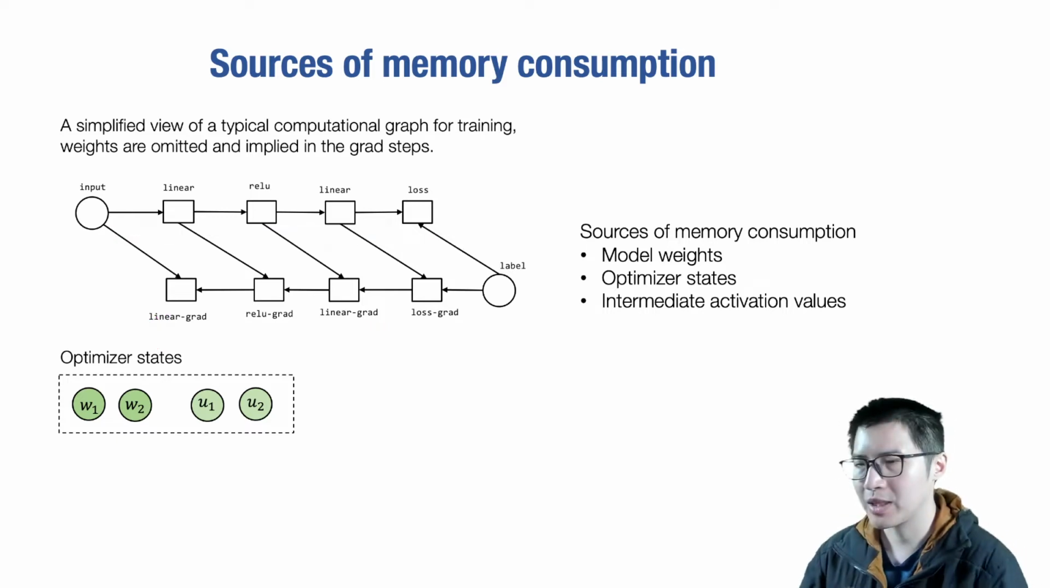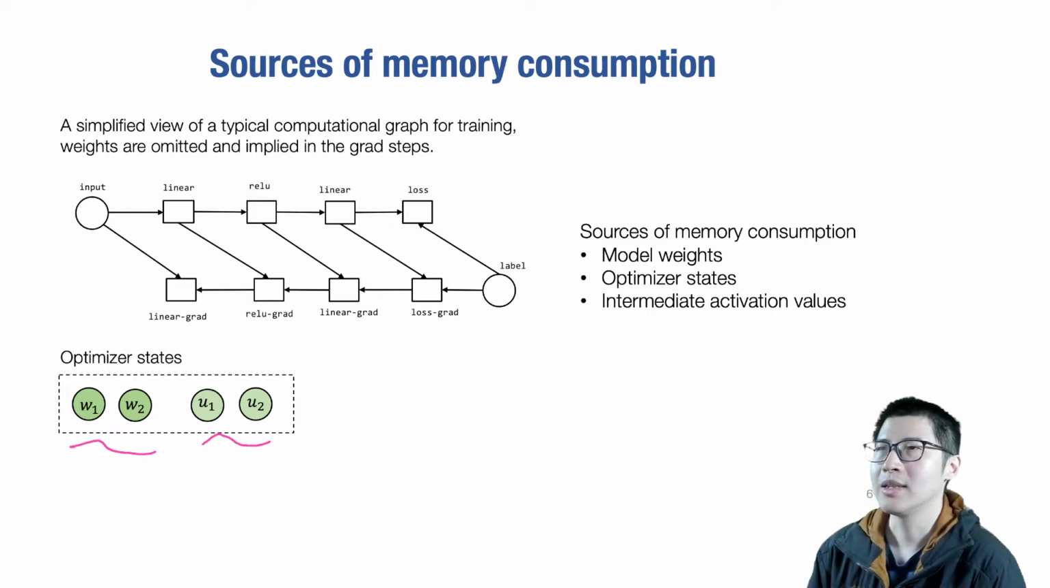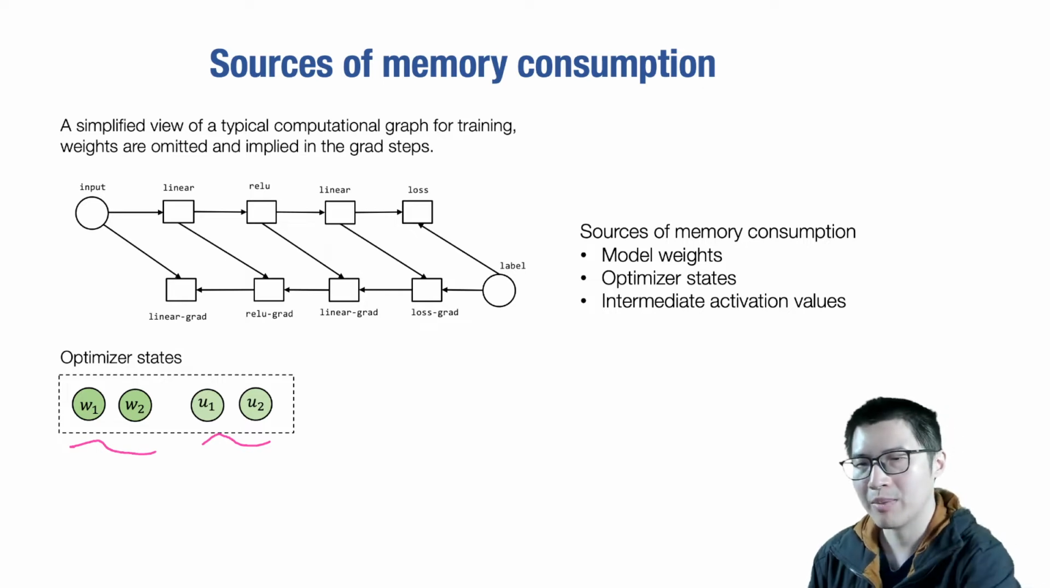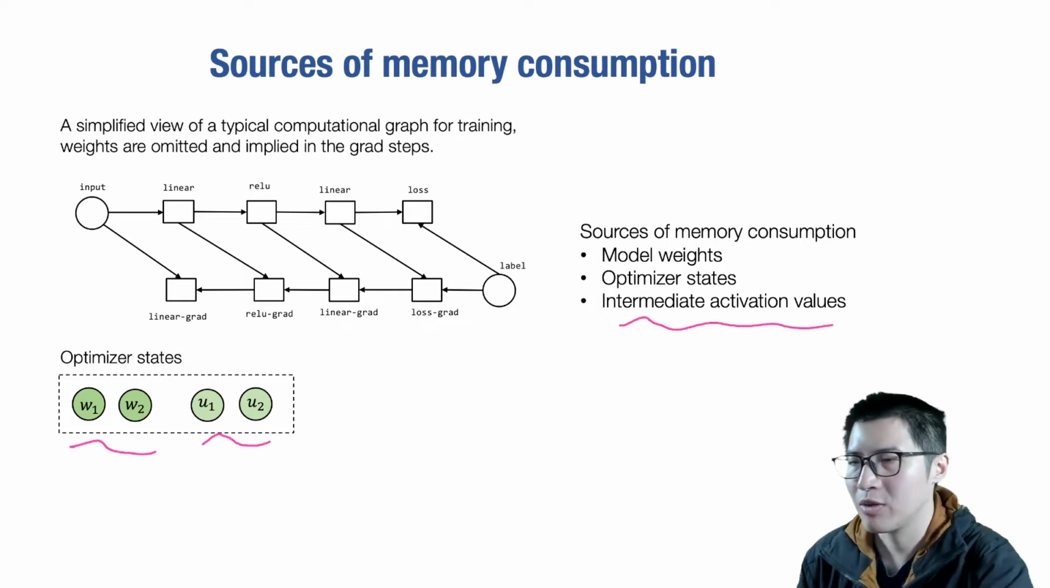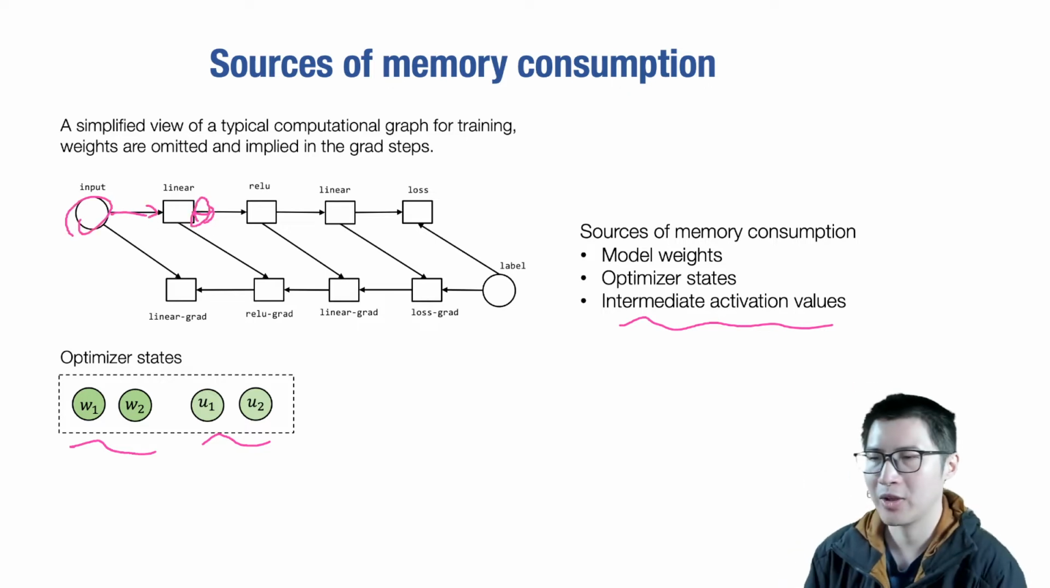First of all, of course, in a training case, we want to store the weights as well as auxiliary optimizer states, like the momentum variable and so on. Another common source of memory cost is the intermediate activation values. So for example, when we take the input and apply it to a linear layer, I need to use memory to store the results of the linear activation. So there are always these intermediate activation values that you need to store.